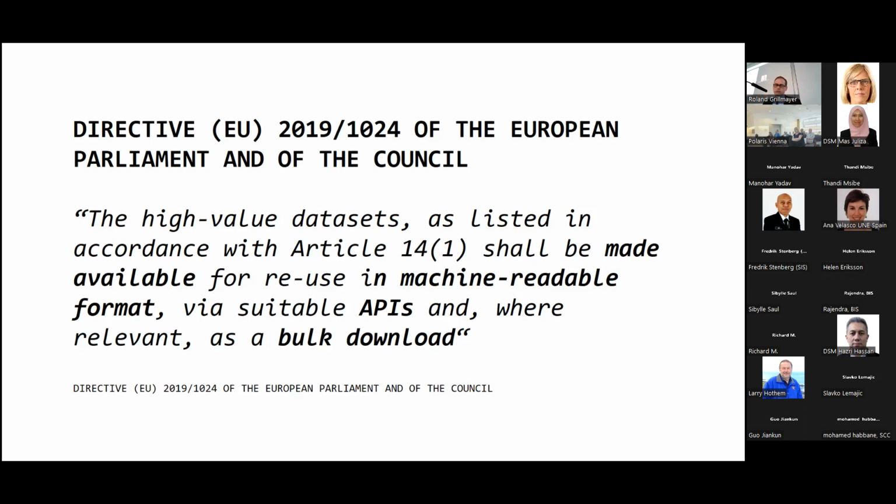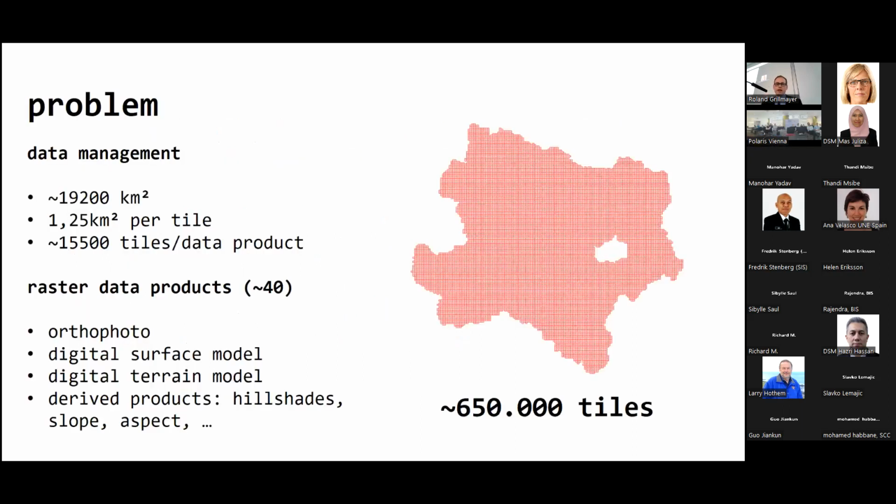And we don't want to provide 2 systems, one to make an API and one to provide bulk download. The problem is, Lower Austria is about 19,200 square kilometers in area, and we manage our data in tiles, and one tile is about 1.25 square kilometers big. So our raster data products have around 15,500 tiles. We have around 40 raster data products: orthophoto, the digital surface model, the terrain model, and the derived products like hillshades, slope, aspect, and so on. So we have to host about 650,000 tiles.